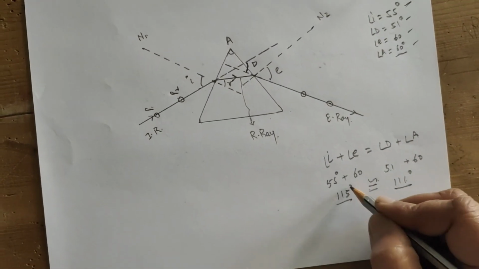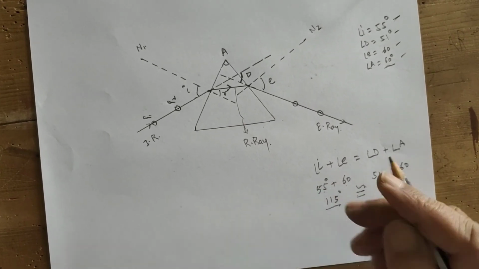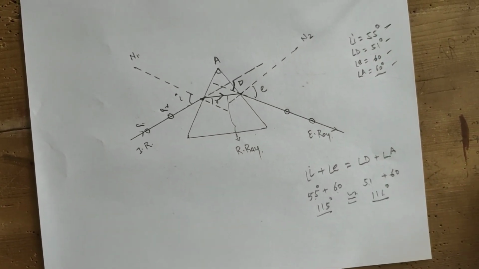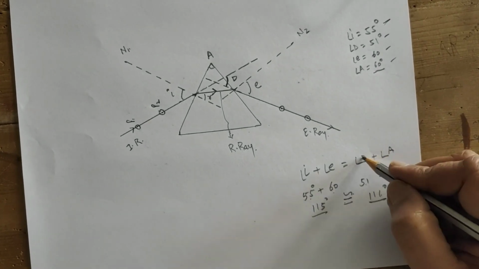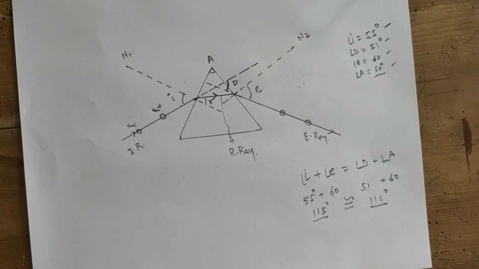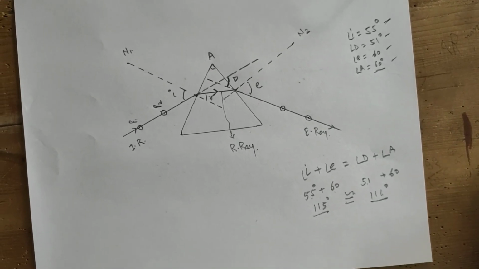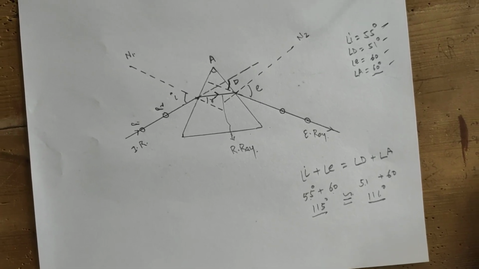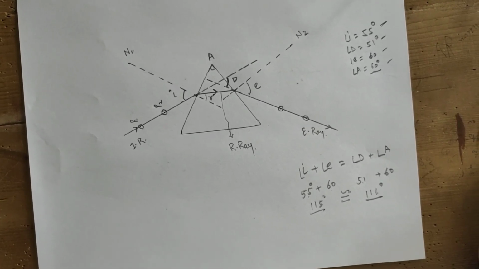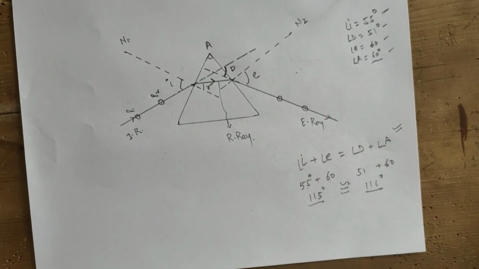Why has this difference been created? Due to some observation errors. Errors will occur while you do the experiment. For removing the errors, you have to take many readings and then average all the readings and your formula will be justified. Hope you have understood this.